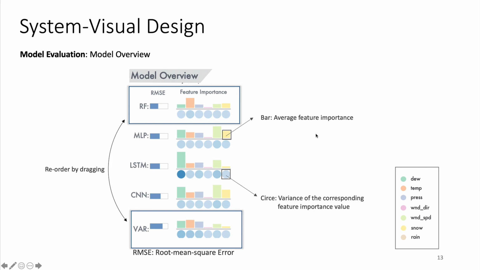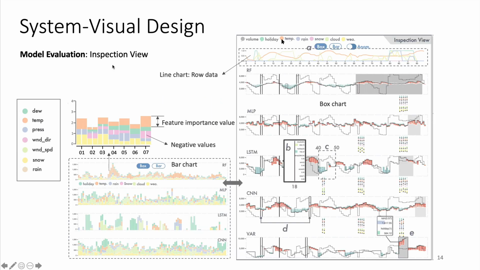Then we go to the model evaluation. The model overview aims at providing an overall comparison of different forecast models via the root mean square error and the summarized feature importance. The inspection view provides a detailed model-agnostic explanation for each module. As shown, this view can be divided into 3 parts: a line chart on the top that plots the raw testing time series, and the model explanation plots below that depict the detailed interpretation of each candidate model's performance in the temporal context, which can be switched from the current box mode to the bar chart mode.